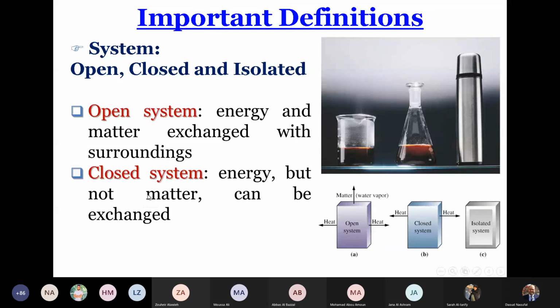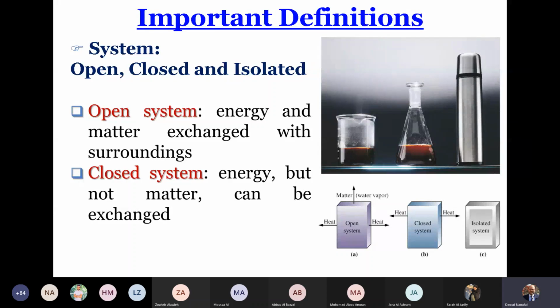A closed system is a system that exchanges only energy and no matter with the surrounding. An example of a closed system is the heater. The heater is a system, and we are around the heater, so we are the surrounding. The heater releases energy to the surrounding, but never exchanges mass, because the mass of the heater is the same. So the heater is a closed system.